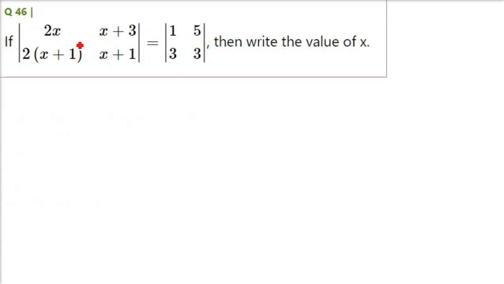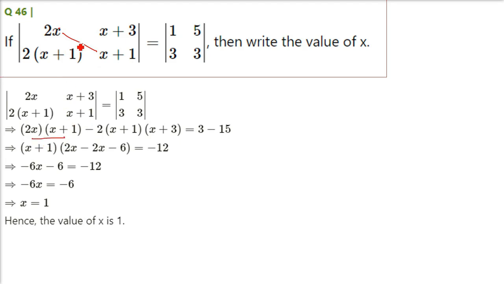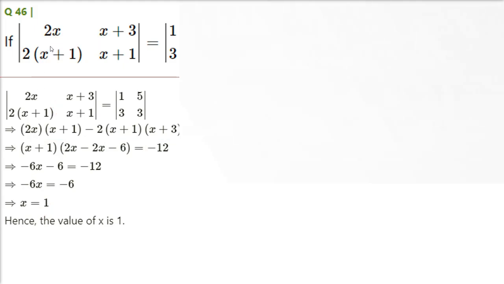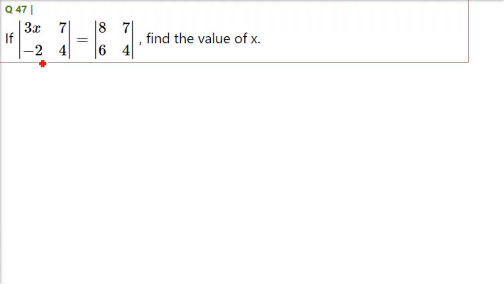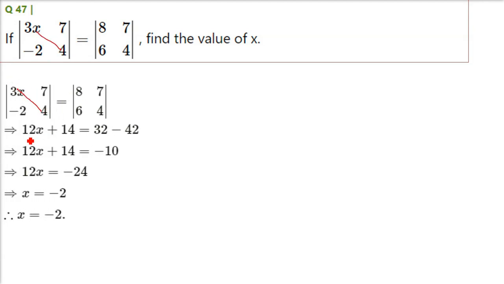Same here, same question. So 2x into (x plus 1) minus 2 into (x plus 1) into (x plus 3) equals 3 into 1. 3 into 1 minus 5 is 15. So simply x equal to 1. This is just like the previous question, it's quite easy. Similarly here, 3x into 4 is 12x, minus minus plus, so 7 times 2 is 14, and this equals 8 times 4 is 32, minus 7 times 6 is 42. So you get minus 10 here. So x will be equal to negative 2.